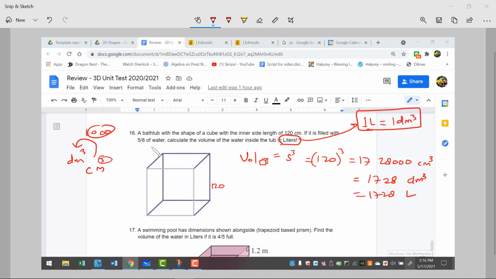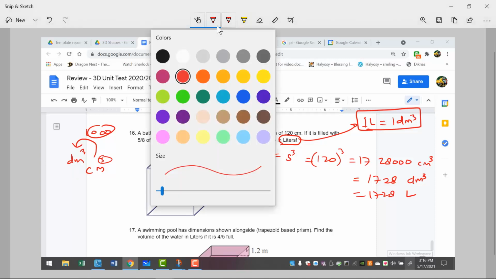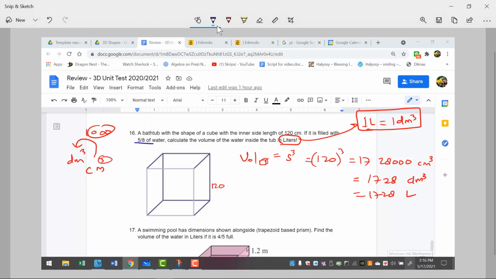Because it said that it's filled with 5/8 of water, I'm going to mark that 5/8. So we only need the volume of the water, which is just 5/8 of that. So 5/8 times 1728. Again, you can use a calculator. I will get times 5 divided by 8 equals 1080 liters. Okay, as simple as that.